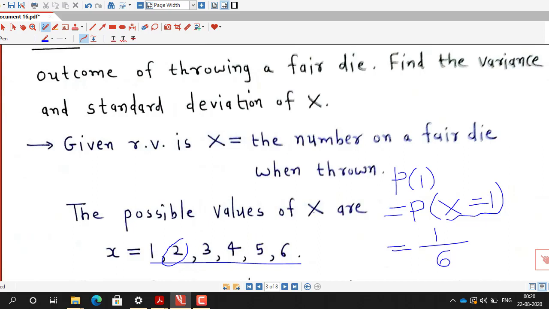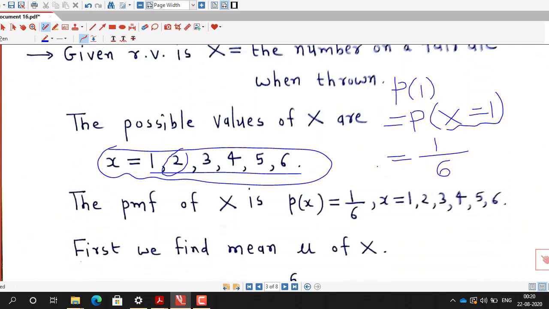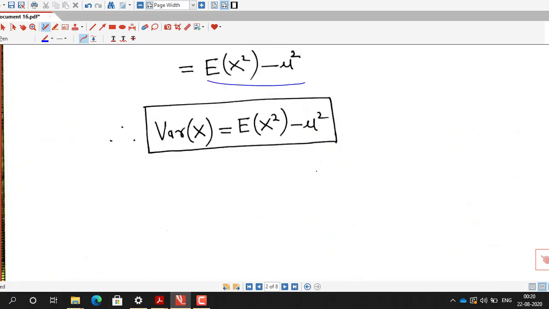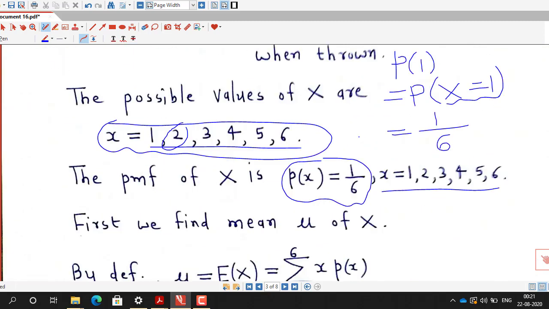So for each value of small x, the corresponding value of the probability mass function is 1 by 6. So the PMF can be written as P of x equal to 1 by 6 for x equal to 1 to 6. Now we require the variance and standard deviation of x, but I want to use the shortcut formula. So first I will calculate the mean of the given random variable.